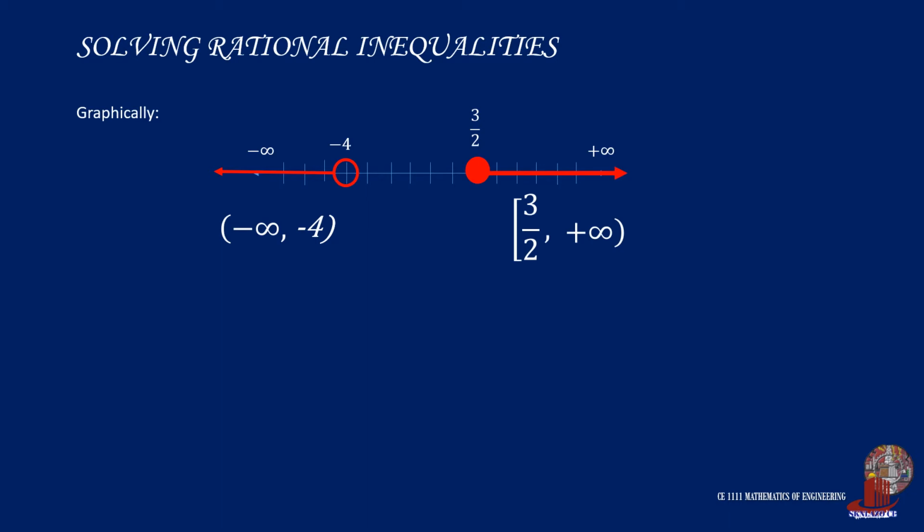So in interval notation, we write the ranges as an open parenthesis with negative infinity coupled with negative 4 and enclosed in another parenthesis. Then we have a union with the bracket of 3 halves paired with positive infinity and again in a parenthesis.